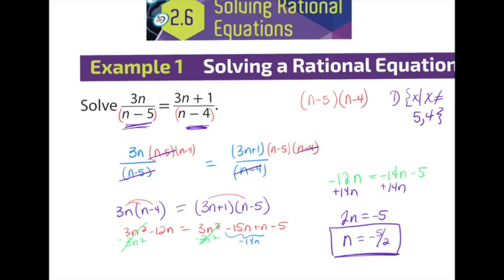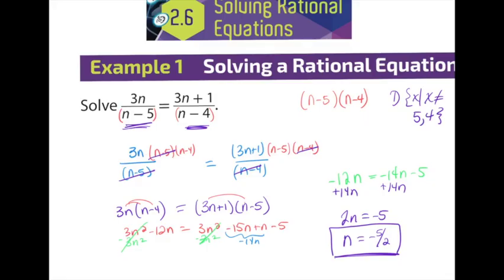If I were, however, to get negative 5 halves and 4 as a possible answer, I would have to exclude 4 and say, no, 4 cannot be an answer. 4 would cause a problem in my original, okay? So when you do these rational solvings, you need to compare your answer to your exclusions. What would be excluded? If it's one of my exclusions, it is not a valid answer. It's extraneous, basically, is what it turns out to be.